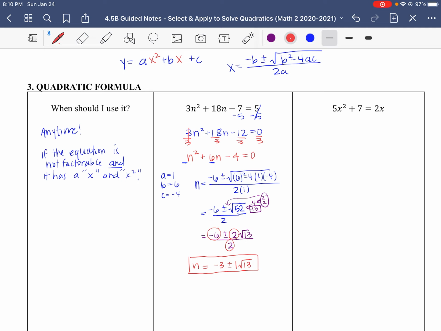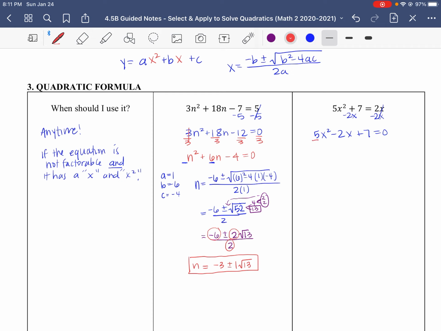Okay, same idea. If we were looking at the next one, again, we could subtract this 2x over so that everything's on the same side. And again, this is the x term, so I'm going to put it in the middle to make sure that my a, b, and c values are correct. If you look at this one and we ask, is there anything that divides out of all the terms? There's not a number that divides out of 5, 2, and 7 that's greater than 1.